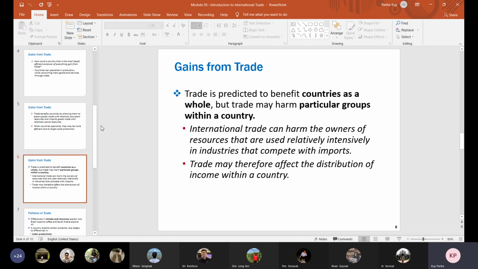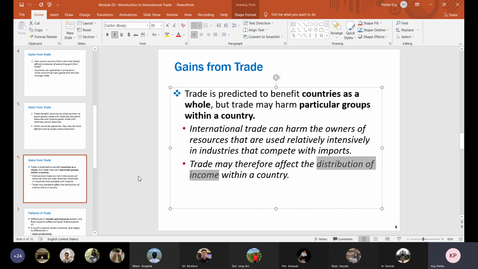Yes. Also, we can discuss this a little bit further. Trade is expected to benefit a country as a whole, but trade may harm particular groups within a country. You believe that? Yeah, that's really true. International trade can harm the owners of the resources that are used relatively intensively in industries that compete with imports. And also trade may therefore affect the distribution of income within a country. This one is a very big question here. Distribution of income. Are you familiar with this term?